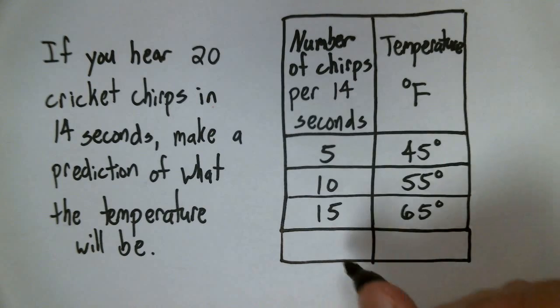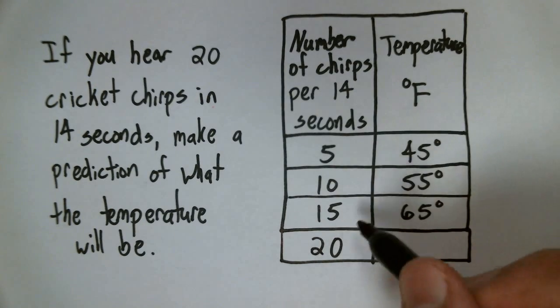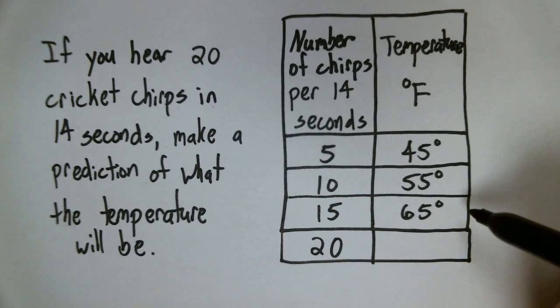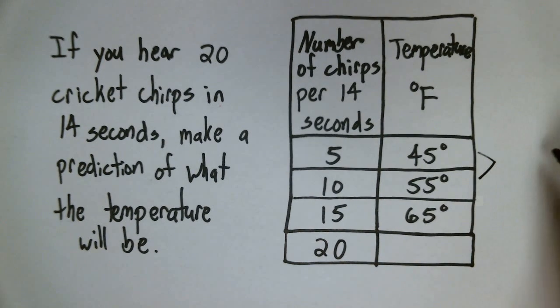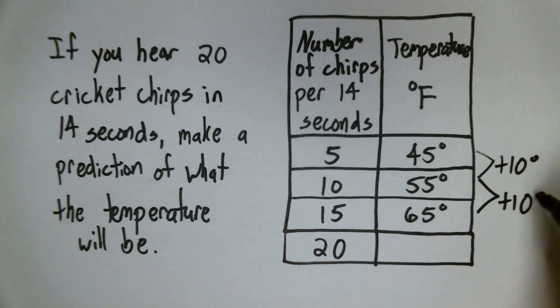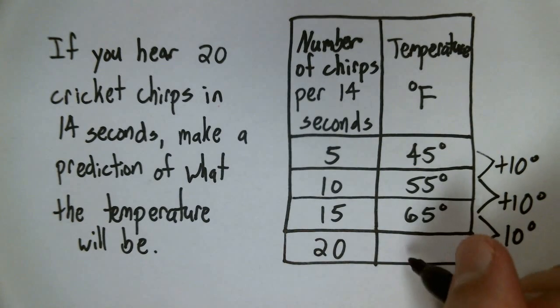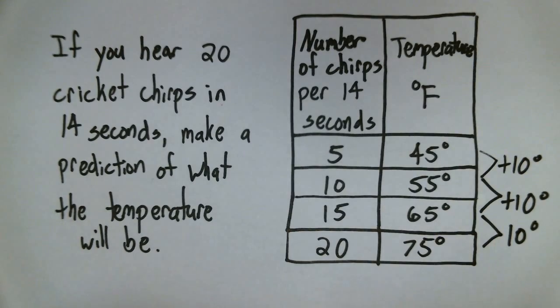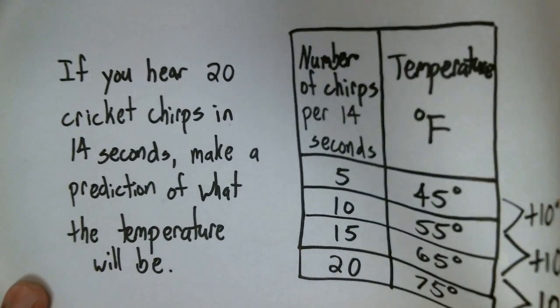So what the question is asking us, if you hear 20 chirps, what do you think the temperature would be? Well, I'm following the pattern here. I'm just going up by 5 every time. What do you notice about the pattern of the temperature? What's happening from here to here? I went up 10 degrees. What's happening from here to here? Well, I went up 10 degrees. So what would you reasonably conclude would happen after another 14 seconds with 20 chirps? I would expect the temperature to be 75 degrees, another 10 degrees. Okay, so that takes us through predictions.